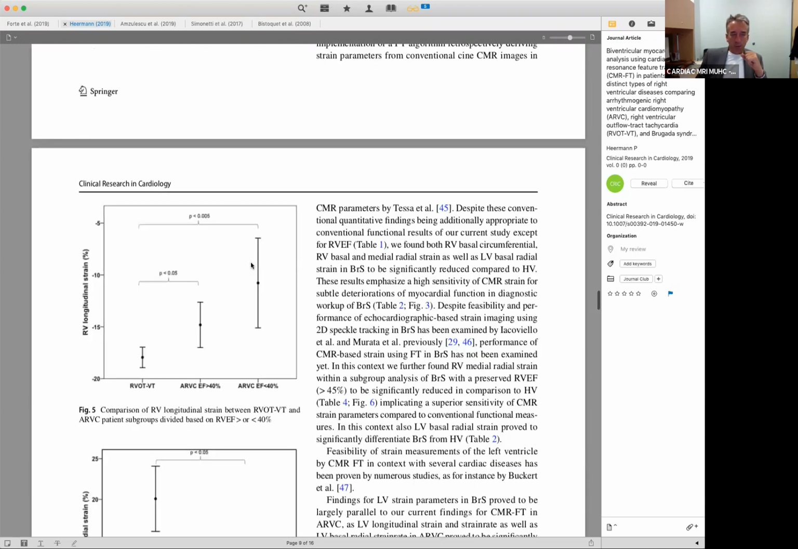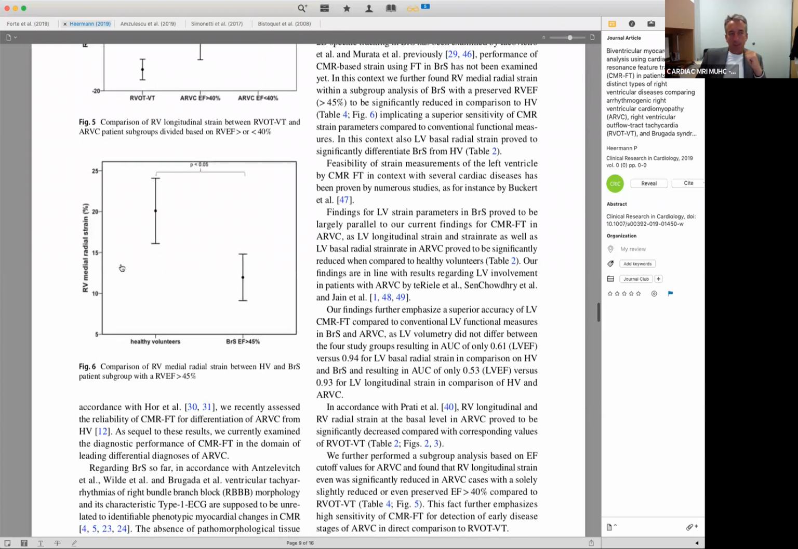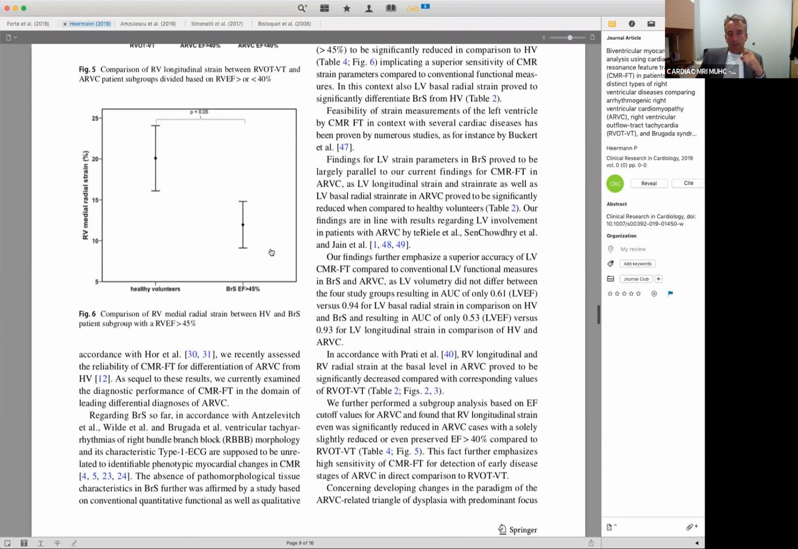So moving on to the longitudinal strain and the ejection fraction, it's clear that those with reduced ejection fraction in ARVC also have more abnormally low longitudinal strain. And here with Brugada syndrome, this is what I found interesting, that the medial radial strain was different between healthy volunteers and Brugada syndrome. I would like to have that verified because Brugada syndrome has some functional abnormalities, but they are not necessarily focused on the medial RV segments.